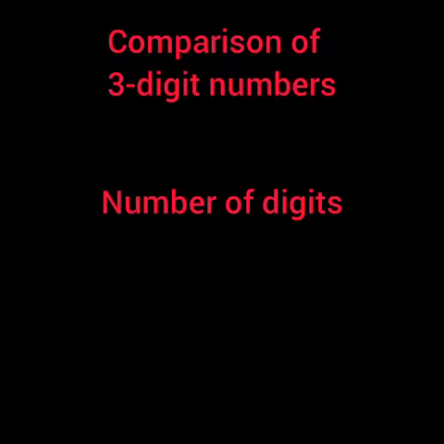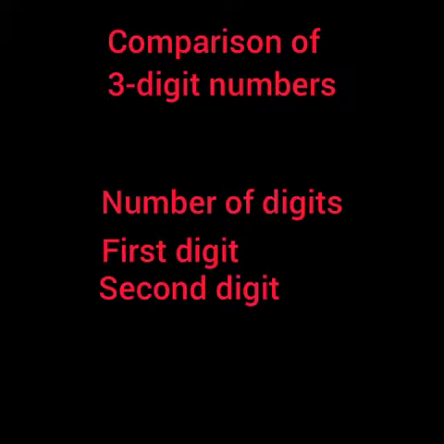If both the numbers are having the same number of digits, we have to compare the first digit. If the first digit is the same, we have to compare the second digit. If the second digit is also the same, we have to compare the third digit. In the same way, we can compare numbers, or we can find the largest or the smallest number. We can easily find out the bigger or the smaller number by following this way.